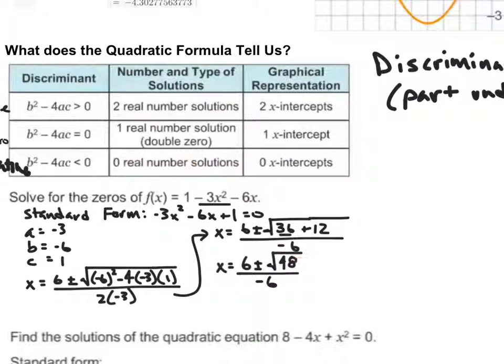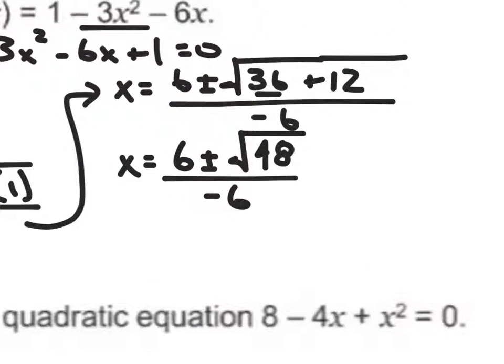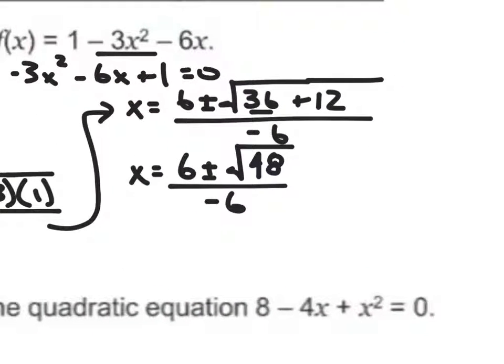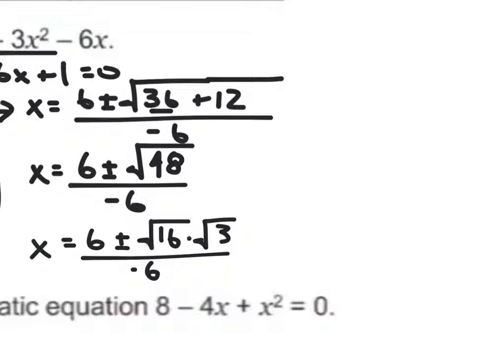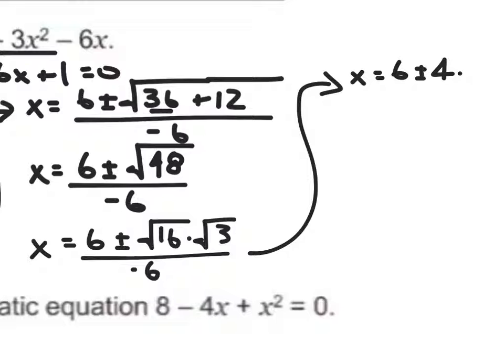If this was negative, then we could just stop here and say that we have no real number solutions, okay? But let's go ahead and continue this and simplify. So over here, let me split up the square root of 48 into the square root of 16 times the square root of 3, all over negative 6. So then we're going to get that x is equal to 6 plus or minus 4 times the square root of 3 all over negative 6.